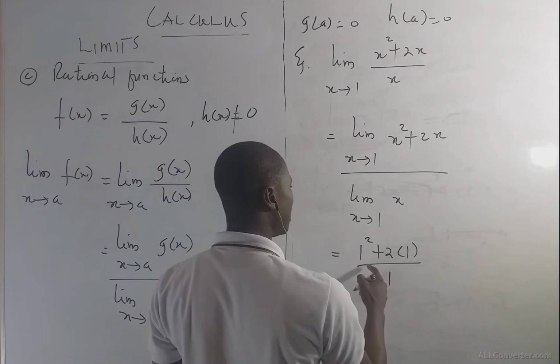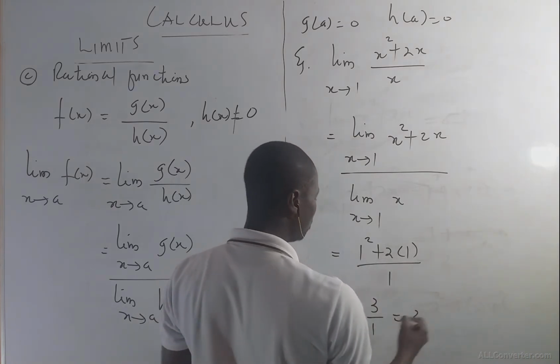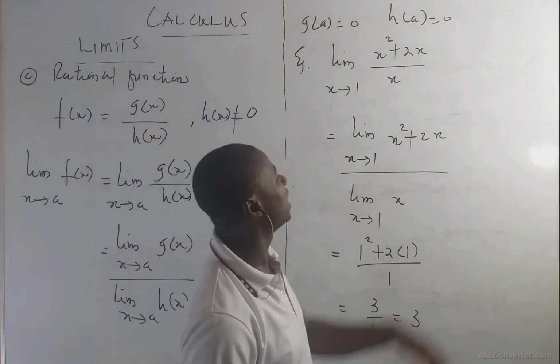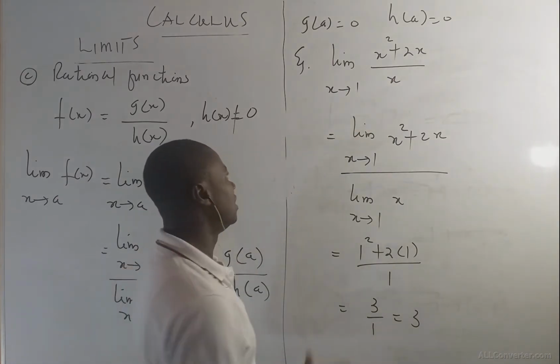And so 1 squared is 1, plus 2 times 1 is 2. So 1 plus 2 is 3. Then 3 divided by 1 will give you 3. So take note that the limit as x approaches 1 of (x squared plus 2x) all divided by x is equal to 3.